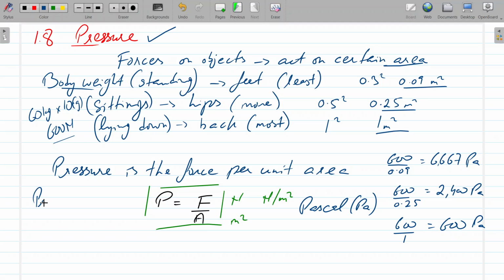So pressure is directly proportional to the force. The higher the force applied, the more the pressure, but it is inversely proportional to the area. So the lesser the area, the more the pressure. The more the area, even for the same force, as we just did in these calculations, the same force applied over a larger area reduces the pressure.